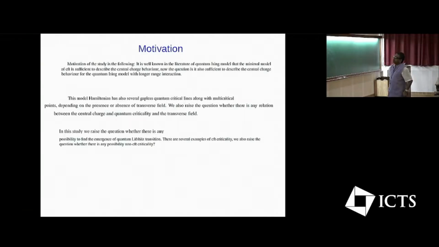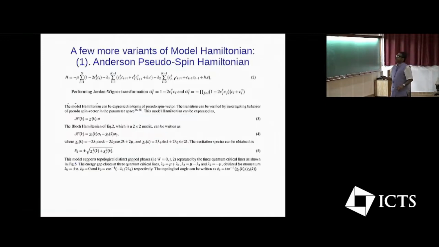In this study, we raise the question whether there is any possibility of a quantum phase transition in the quantum Ising model or in the other case of the extended quantum Ising model, and what is the similarity and the difference between the conformal quantum criticality and the non-conformal quantum criticality. This is the main motivation of this study.